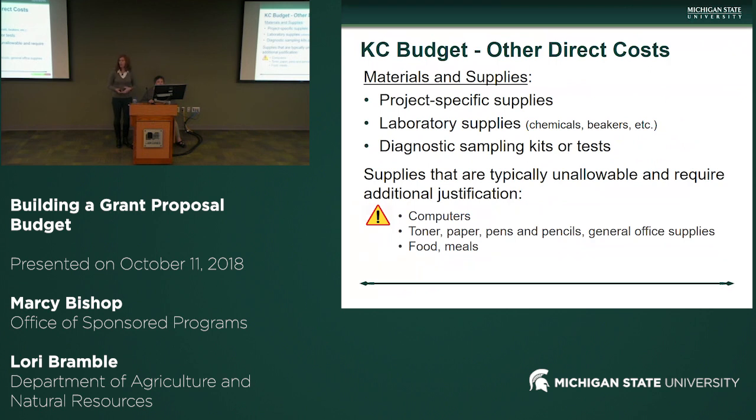So that brings us to the other direct costs budget category. Materials and supplies: this is where you would list your project-specific supplies, lab supplies, diagnostic kits or tests. Supplies that are typically not allowed in a budget are computers, office supplies, and food.